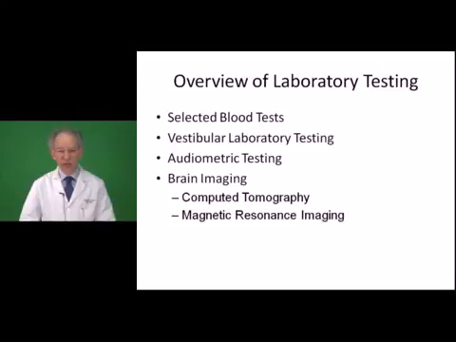In some selected patients, laboratory testing may be indicated. This is often so for those patients who are not diagnosed by your history or physical examination. Selected blood tests may be helpful. Vestibular laboratory testing may be helpful. Audiometric testing may be helpful. And in some patients, brain imaging is appropriate, including computed tomography, CT, and magnetic resonance imaging, MRI. And these images can be specifically targeted to the inner ear structures or the posterior fossa of the brain, which is the area most important for balance.